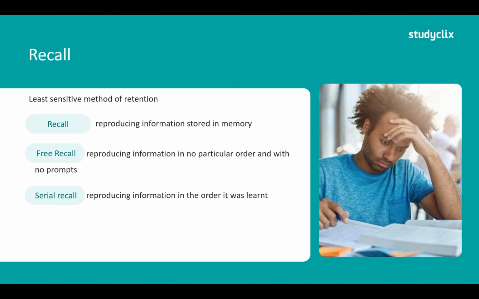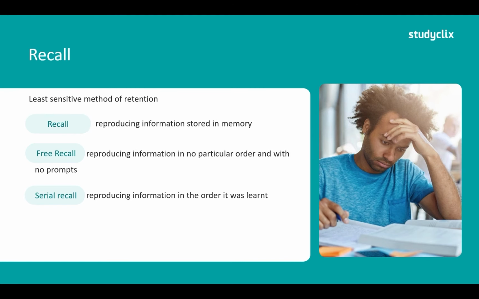So this is reproducing information in the order it was learnt. So think about when you have a recipe, being able to reproduce those steps in the order that you should. So that would be serial recall. And also being able to state a list in the order that you learnt it would also be serial recall.